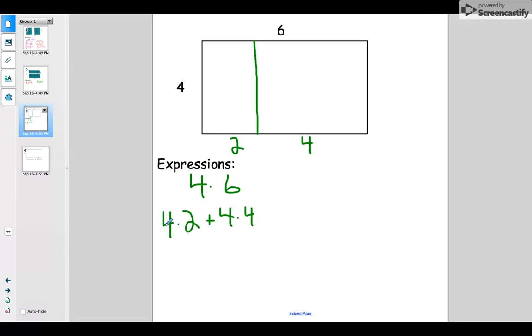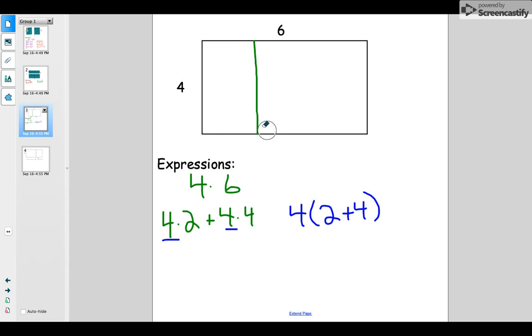If you were to check it, 4 times 2 is 8, and 4 times 4 is 16, and if you add that together, you're going to get back to your original answer of 24. To put that in factored form, I would then look for the common factor, which is 4, and write the 4 outside the parentheses, and then inside the parentheses, I would have the 2 plus the 4, showing how I broke apart my open array.